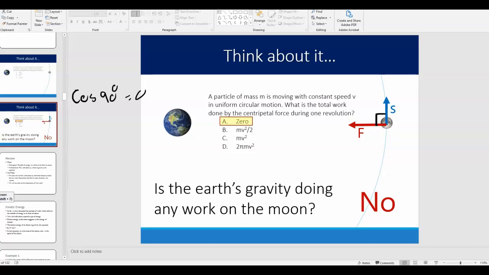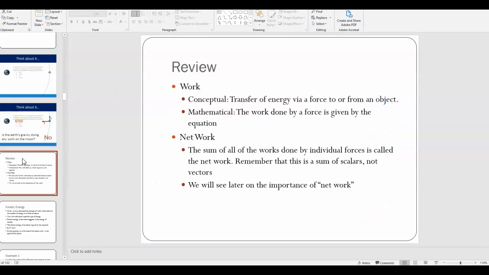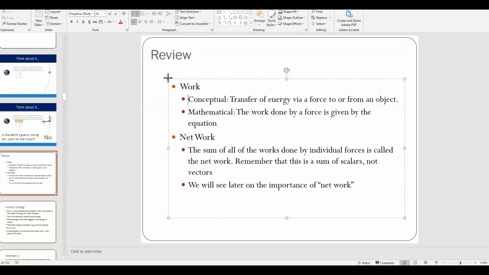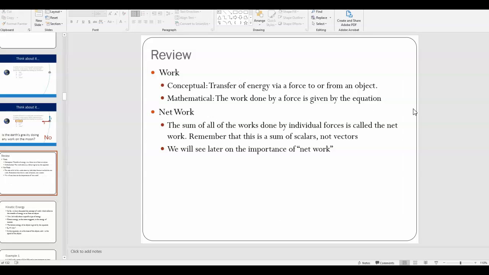All right, so with that out of the way, let's move on. Just to recap, in the last video, we talked about work, both conceptually and calculation-wise. The concept of work is the transfer of energy via force to or from an object. Okay, so when you talk about work being done on an object, you're talking about a specific force either adding or removing energy from an object. And of course, in the situation where you have a constant force, the work done by that force is given by the equation Fs cosine theta.